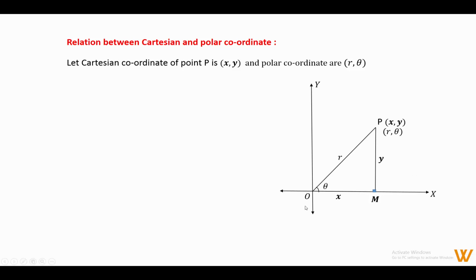Therefore, from the right angle triangle OPM, we know the formula cos theta is adjacent side upon hypotenuse. So cos theta equals x upon r, and sin theta is opposite side upon hypotenuse, meaning sin theta equals y upon r. And therefore we get x equals r cos theta and y equals r sin theta. X is r cos theta and y is r sin theta. This is the relation between Cartesian coordinates and polar coordinates.